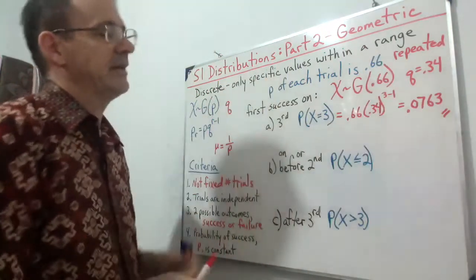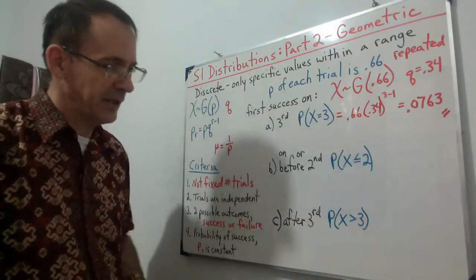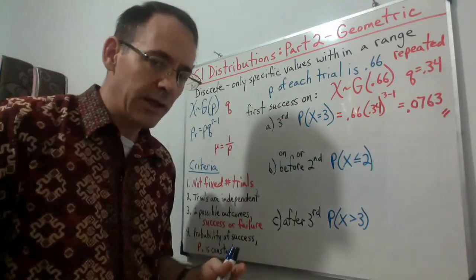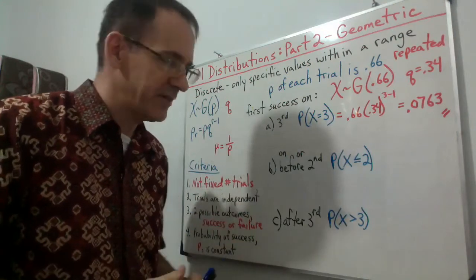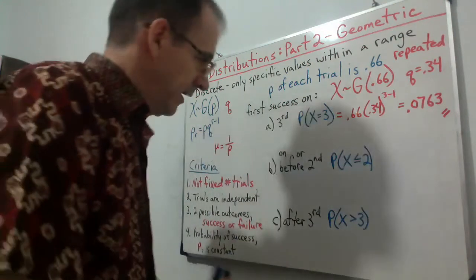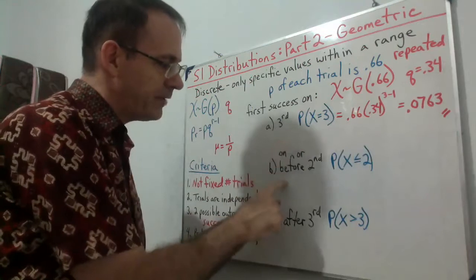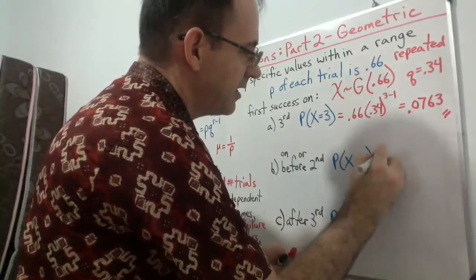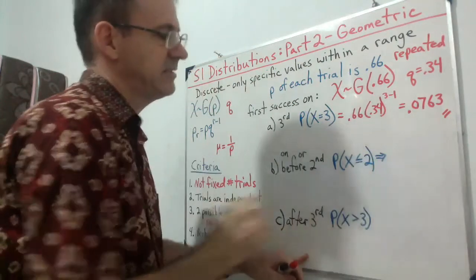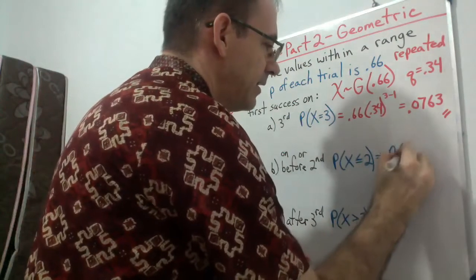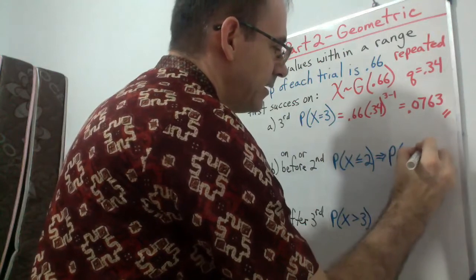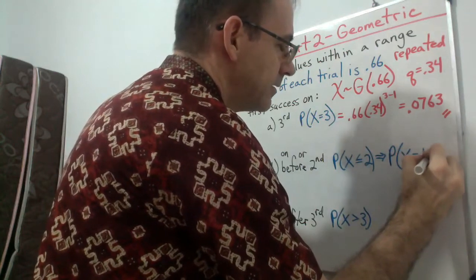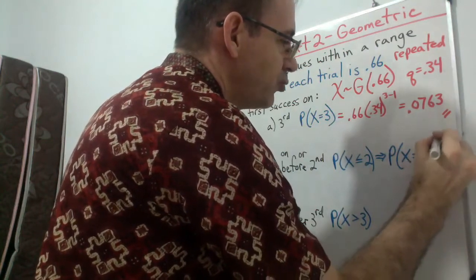Okay, so that's our first one. Very simple, very easy, straightforward use of the formula. Now we get into the inequalities. So again, pay closer attention to the inequality part. If it is on or before the second, then that means that this is the same as the probability of X equaling 1 or 2.